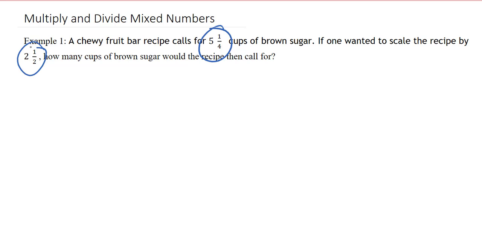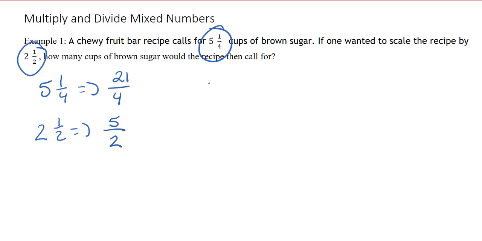The first thing we're going to do is convert these into improper fractions, because it's always easier to multiply or divide that way. So we go 5 times 4, that's 20, plus this 1. So 21 is our new numerator, and we keep our denominator. 2 times 2 is 4, plus 1 is 5. Keep our denominator. So now we're going to multiply these two together.